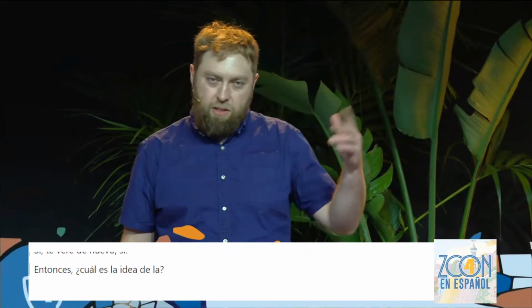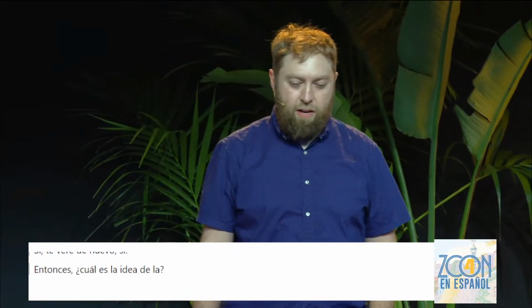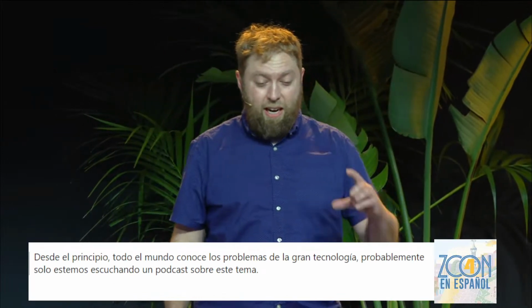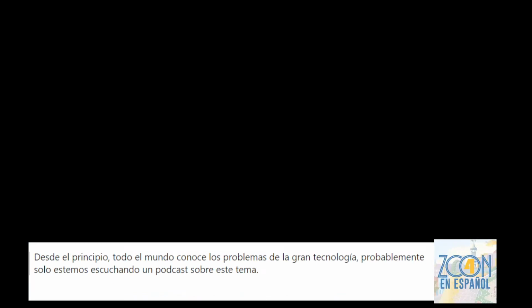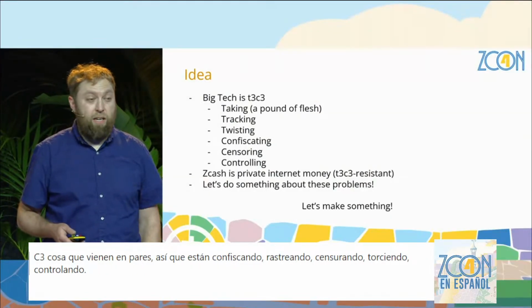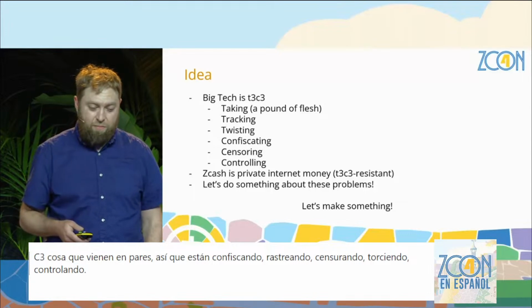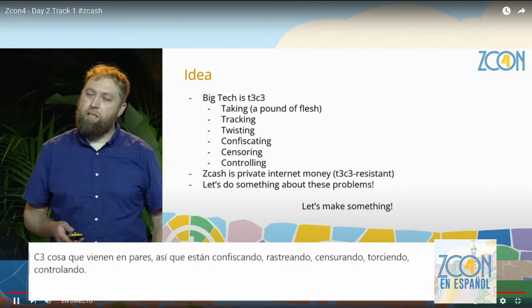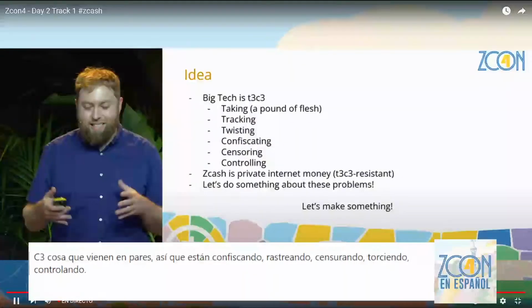So what's the idea from the beginning? Everyone kind of knows the problems of big tech. We were just listening to a podcast about this stuff. We made up this little T3C3 thing, which they kind of come in pairs. They're taking, they're confiscating, they're tracking, they're censoring, they're twisting, they're controlling. And you don't need to go into the details there. We can talk about it later if anyone wants to talk about specifics. But we had this: Zcash is resistant to these things that big tech is doing to us.